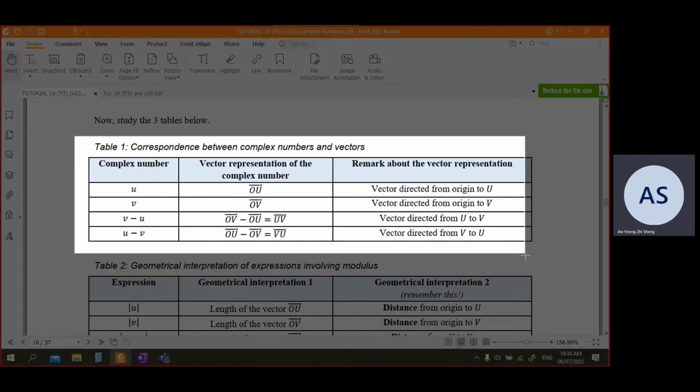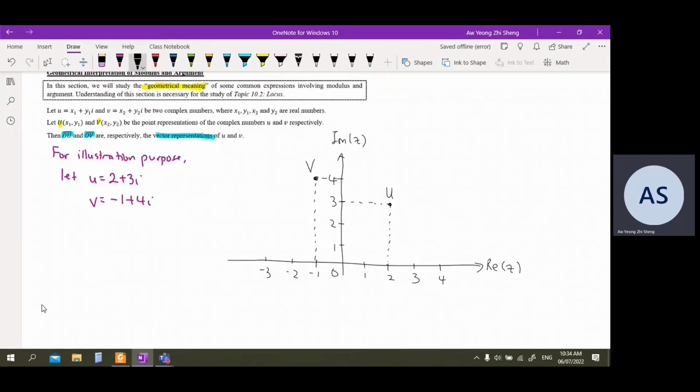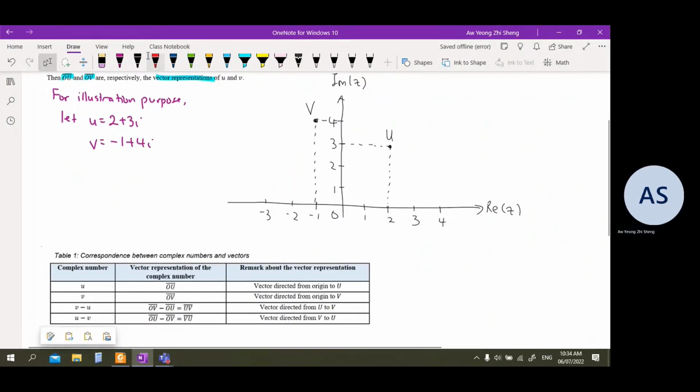Table number 1 tells us the correspondence between complex numbers and vectors. We know that the vector representation of the complex number U will be the vector that connects the origin to the point U. Looking at the first row of this table, for the complex number U, the vector representation will be the vector directed from the origin towards the point representation of the number U, which is the capital letter U there. So OU is a vector representation of the complex number U.